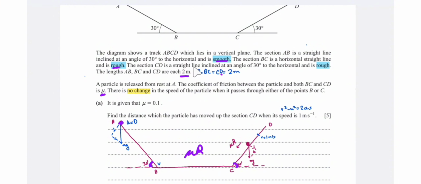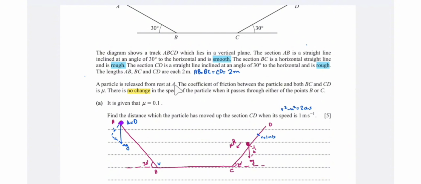The section CD is a straight line inclined at an angle of 30 degrees to the horizontal and is rough. So this angle is also 30, and there is an effect of friction, that is mu R. The lengths of AB, BC and CD are each 2 meter. AB is a smooth plane, and BC and CD are rough planes.